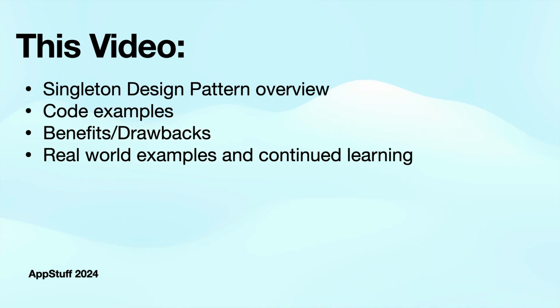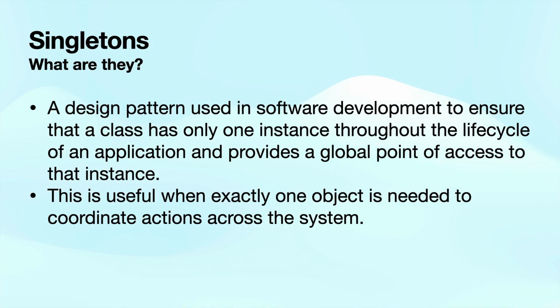So let's go ahead and just dive right into singletons, guys. What are they? So as we can see here, it's a design pattern used in software development to ensure that a class has only one instance throughout the lifecycle of an application and provides a global point of access to that instance. This is useful when exactly one object is needed to coordinate actions across the system. So that might not make a lot of sense right now. It will once we hop into the code and do some examples.